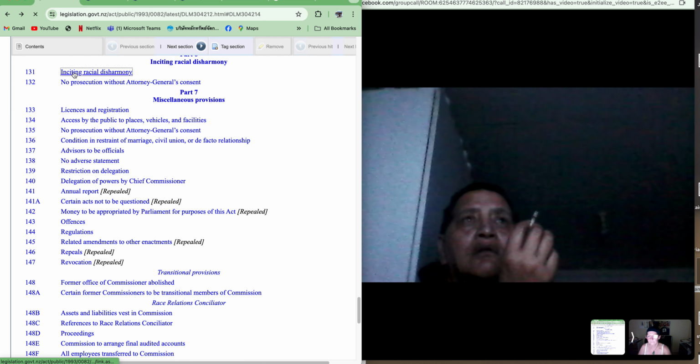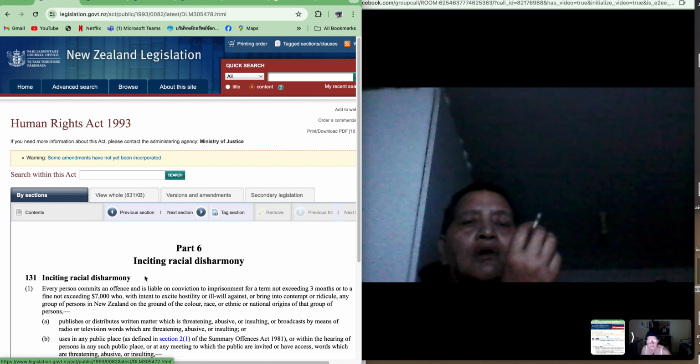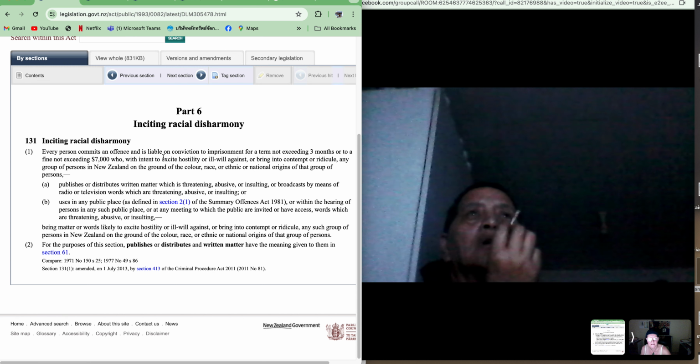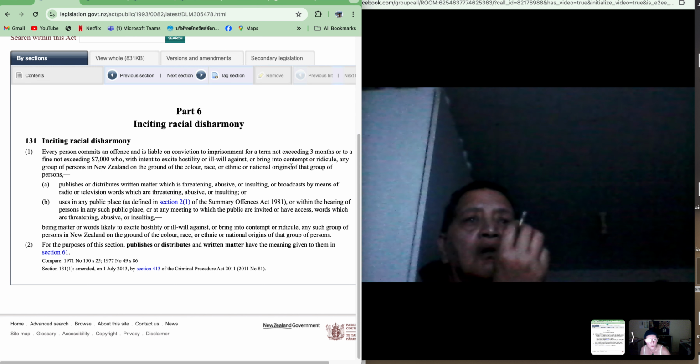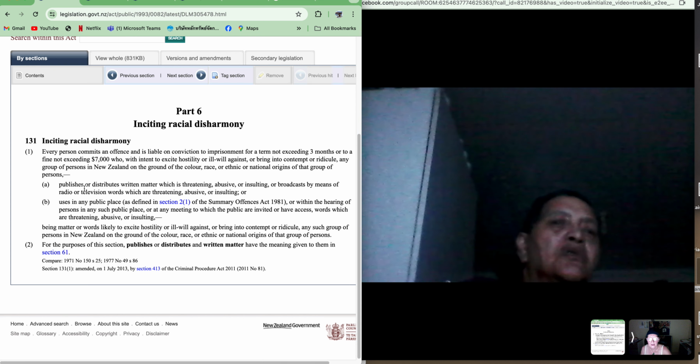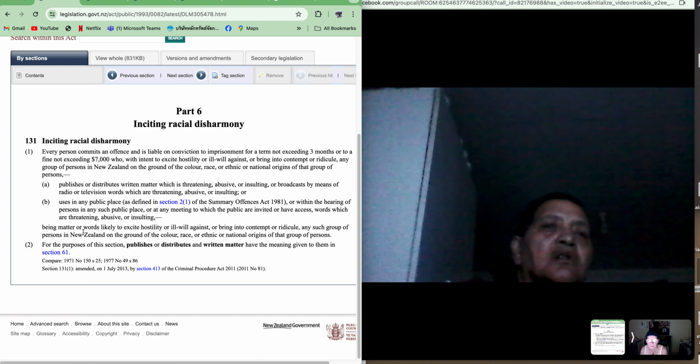Here. You've got to go over to this one. Oh, no, that's the one we had. Oh, yeah, here it is. Look, every person who commits an offence is liable on conviction to imprisonment for a term not exceeding 3 months or to a fine of $7,000 who, with intent, incites hostility or ill will against or brings into contempt or ridicule any group of persons in New Zealand on the ground of colour, race, ethnic or national origins. Publishes and all of that, uses in a public place.